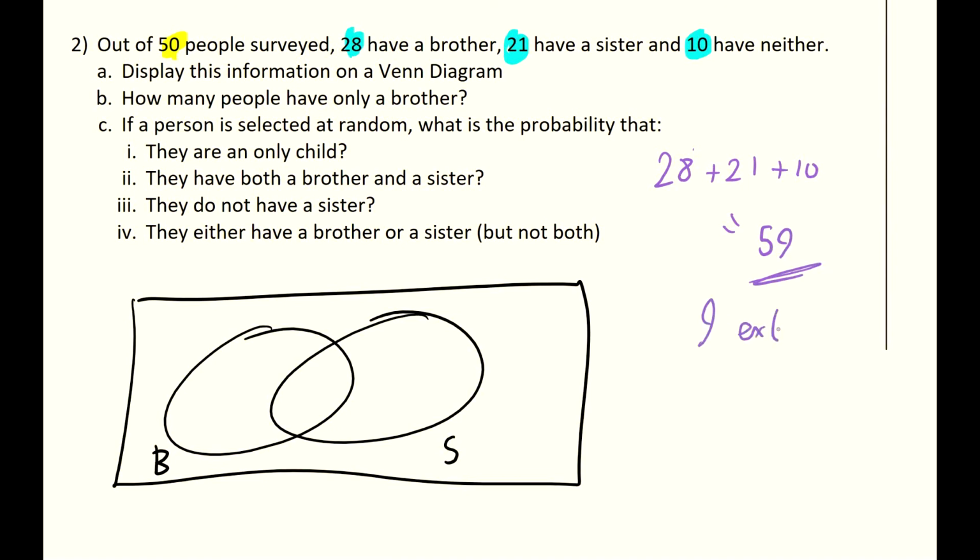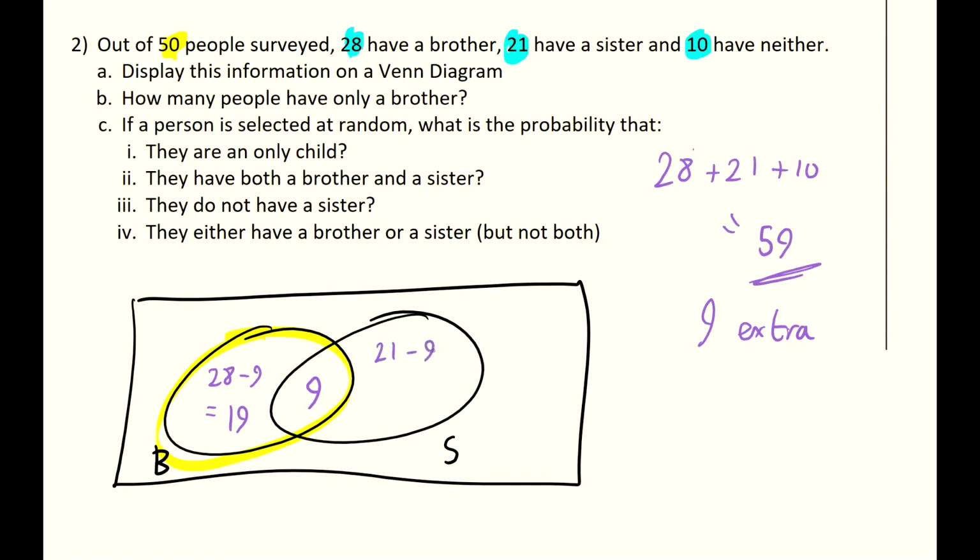That means I have 9 extra people, so I should only have 50. That means they have been counted twice, so therefore they are in the overlap. Now we can fill it in. 28 have a brother, so that means everyone in the circle must total 28. We've already got 9 here, so 28 minus 9 means there are 19 people left.